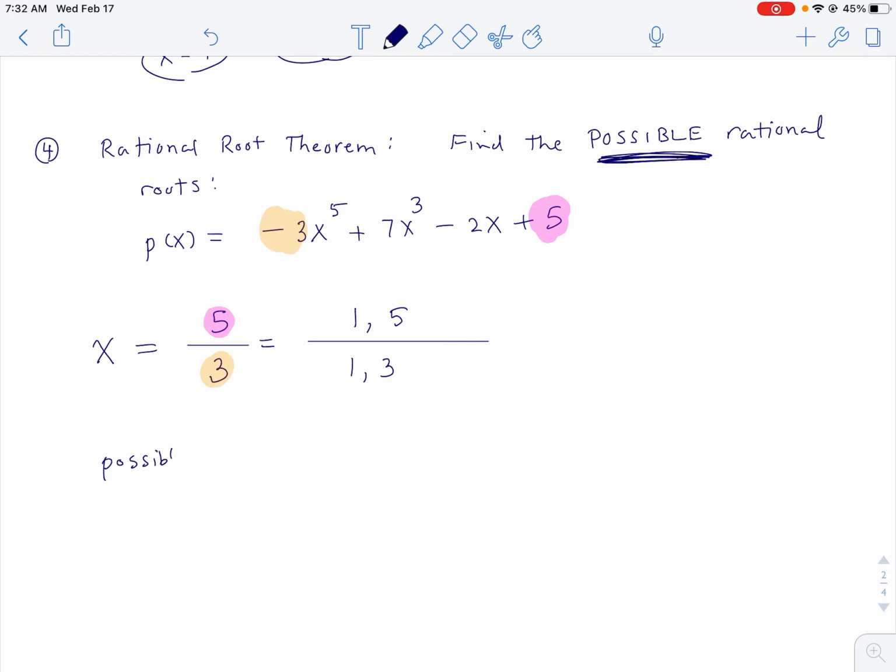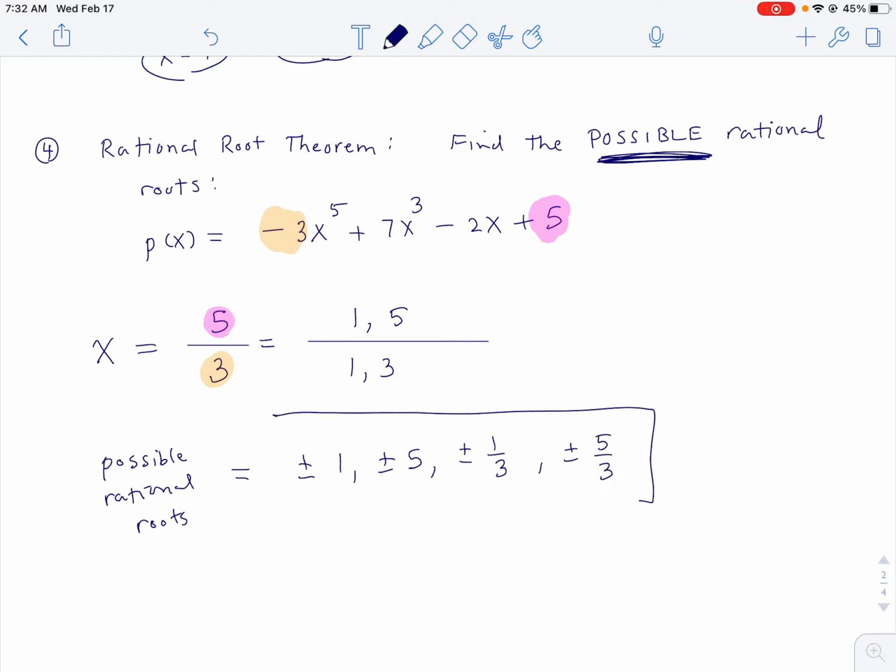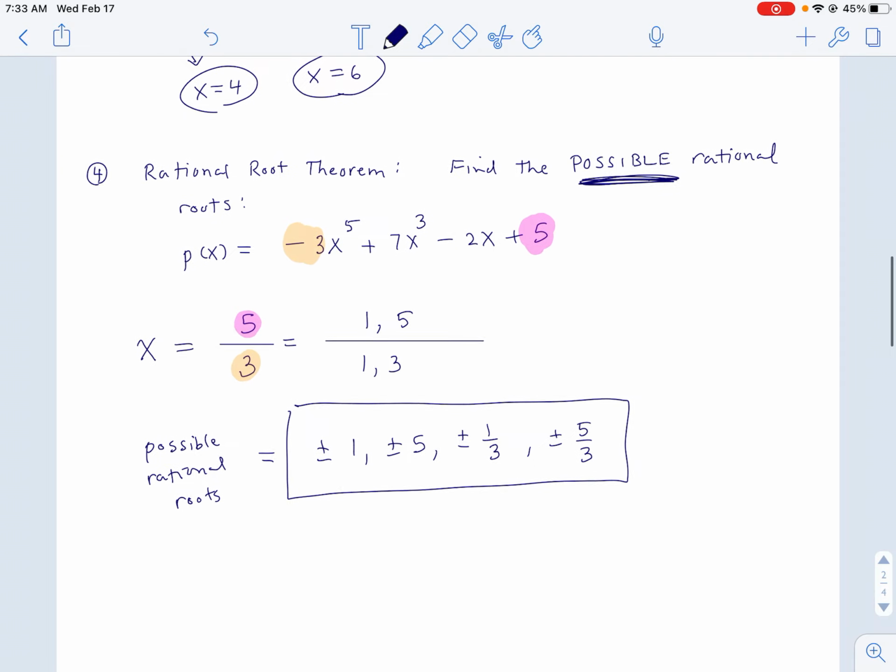So my possible rational roots, and on Delta Math, this is going to be a multiple choice question for sure. It's plus or minus. 1 divided by 1 is 1. I take all the combinations, right? 5 divided by 1 is 5. 1 divided by 3 is 1/3. And what else is left? 5 divided by 3, so 5/3. And it could be plus or minus, right? So this would be your answer to the possible rational roots. Really, it's only determined by the first term and the last term. Okay.